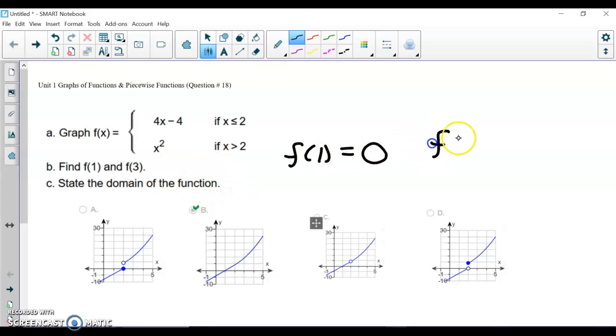F of 3 says, well, what if x is 3? Well, notice 3 is larger than 2, so we want to use the bottom rule. And if you square the 3, 3 squared makes for 9. Okay. And then the last thing to do is state the domain of the function.